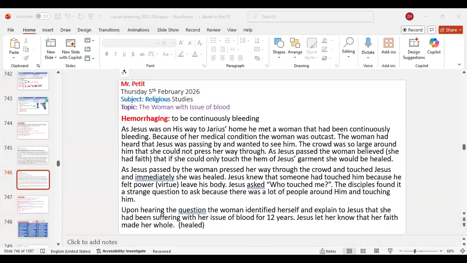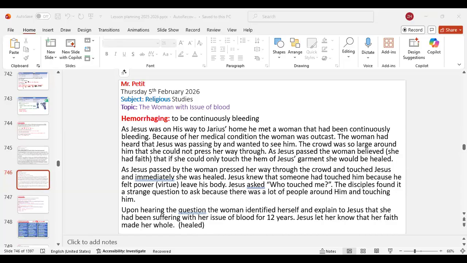All right, cool. So she was an outcast, right? But she heard about Jesus and his miracles, right? And she decided that if she could only touch the hem of his garment, she would be healed. Very good. If she could just touch the hem of his garment, she believed that she could be made whole. She believed that she could be healed. Right? That was her belief.